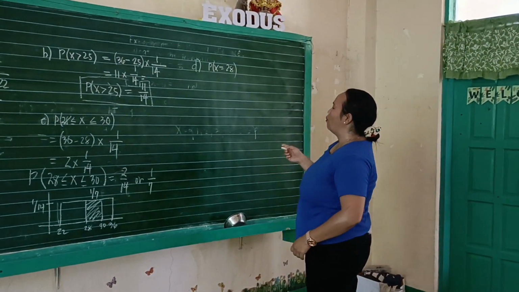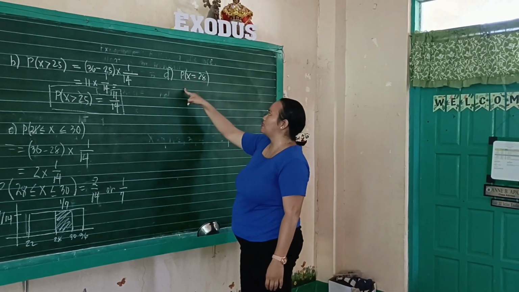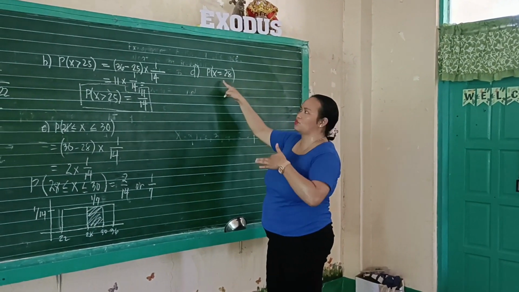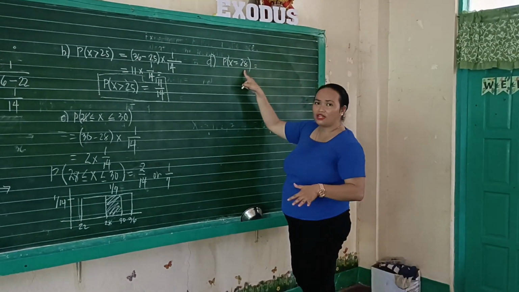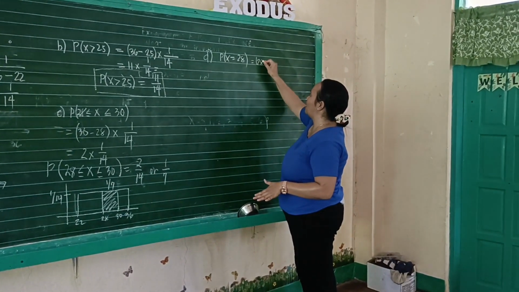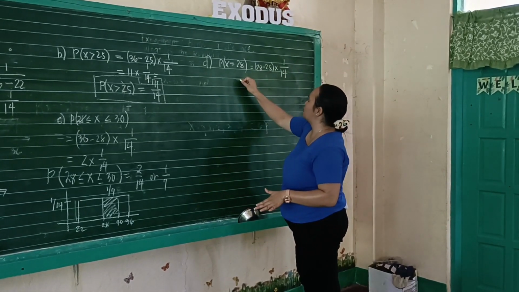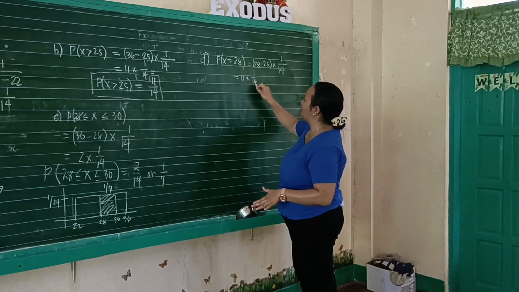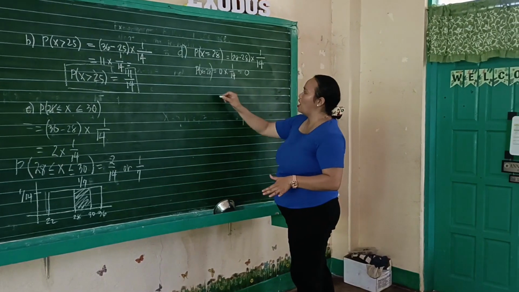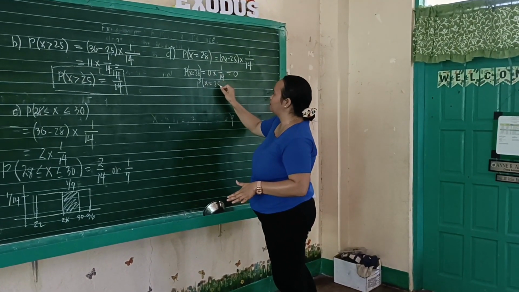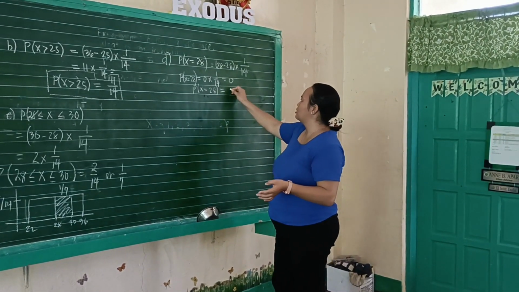And last is, what if finding the probability of exact number like 28? What is the probability when x is at 28? So the same, base times height. In this case, 28 naman siya, so we can just say 28 minus 28 times 1 over 14, which is 0 times 1 over 14. That is still 0. So, ang probability nga unto kanang exact yun or equal, walay less than or equal, walay greater than, 0 dyan na siya.